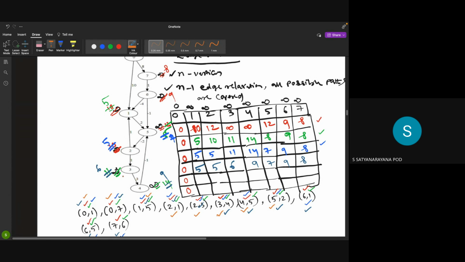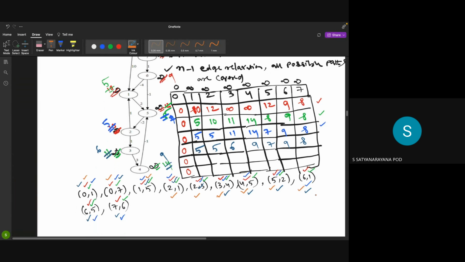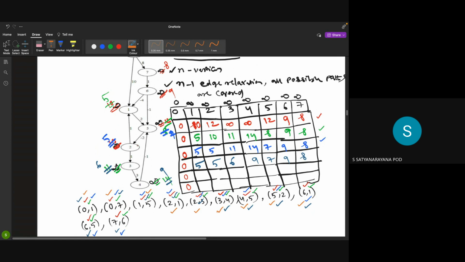6 to 1. So where is my 6? 6 to 1, already this minus 4, 5 already exists, no issue, no problem. 6 to 5 is 9 minus 1, 8. 7 is already a better value, we don't want to update it. So 7 to 6, it's already 8. It is 9. By this time values are stabilized.